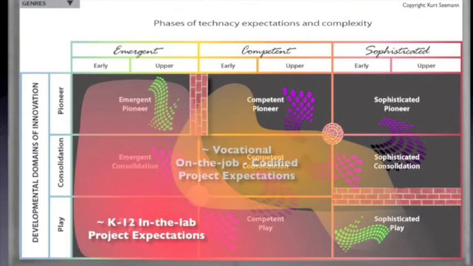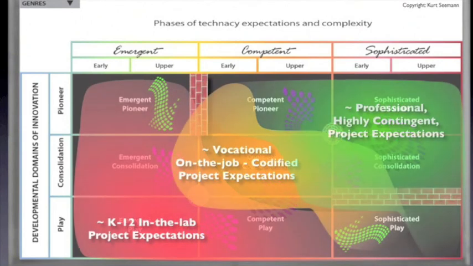So to sum up, there are these 3 broad areas of the Technacy and Innovation chart, and they broadly describe the level of expectations we can set for our students using the Technacy and Innovation theory. We set projects from K to 12 in the lab, in the school environment. We can then set projects in the upper school environment and into the professional domain, which is on the job, vocational, and being recognised by codified, certified skills.